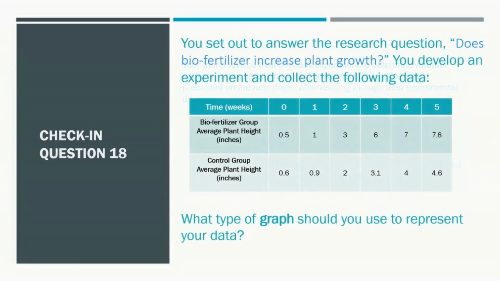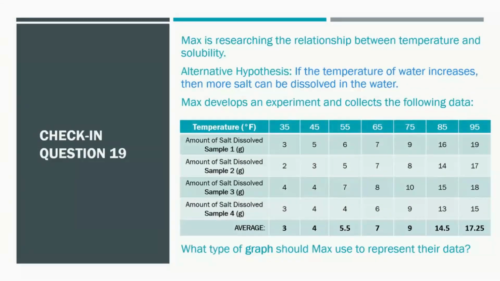Check-in number 18. You set out to answer the research question, does biofertilizer increase plant growth? You develop an experiment and collect the following data. What type of graph should you use to represent your data? And now, check-in number 19. Max is researching the relationship between temperature and solubility, which means how well something dissolves in something else. Their alternative hypothesis is, if the temperature of water increases, then more salt can be dissolved in the water. Max develops an experiment and collects the following data. What type of graph should Max use to represent their data?